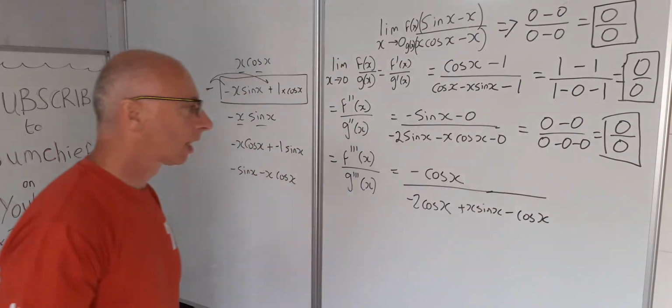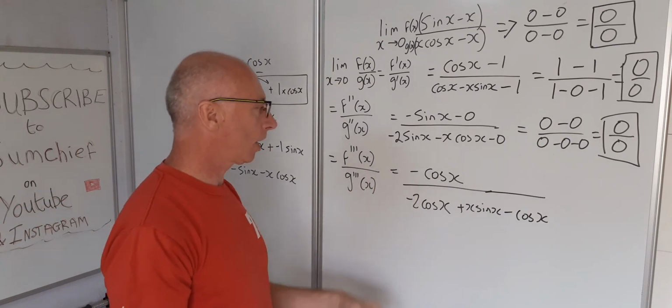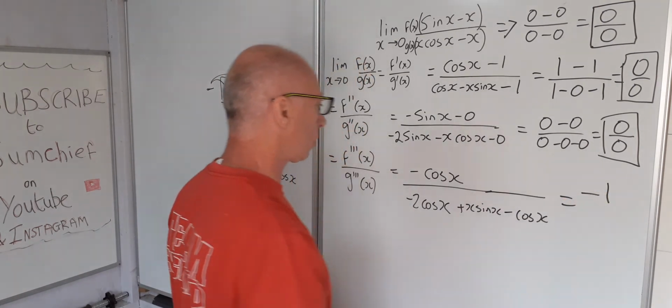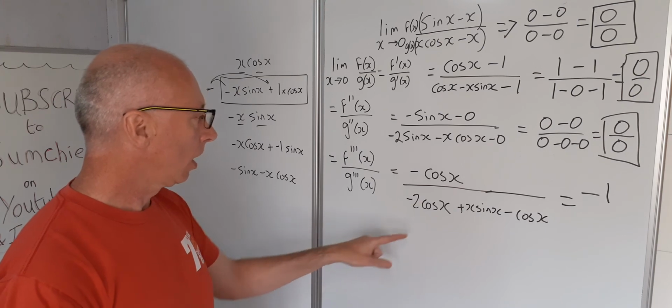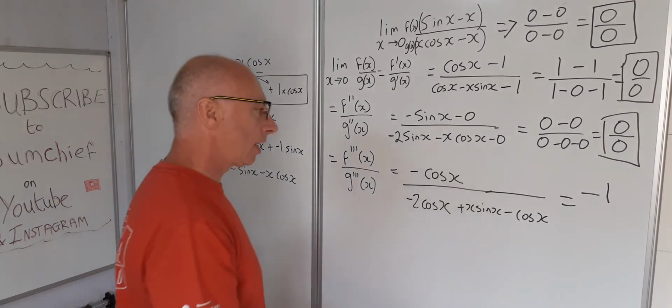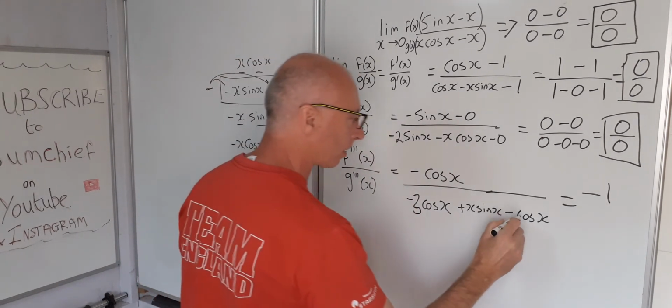Okay, now let's plug in 0 for these values. Minus cosine of x, so minus cosine of 0, that becomes minus 1. Now we're looking good. It looks like we're going to get a solution here. Okay, minus 2 cosine of x minus cosine of x. Let's just write this down now as minus 3 cosine of x.